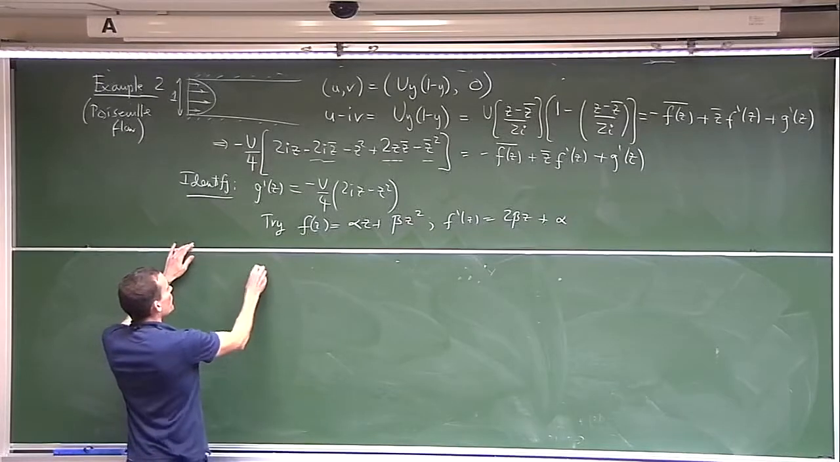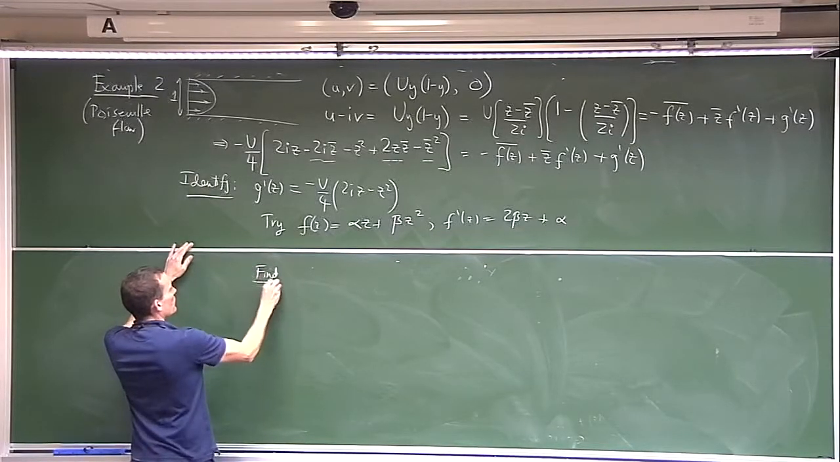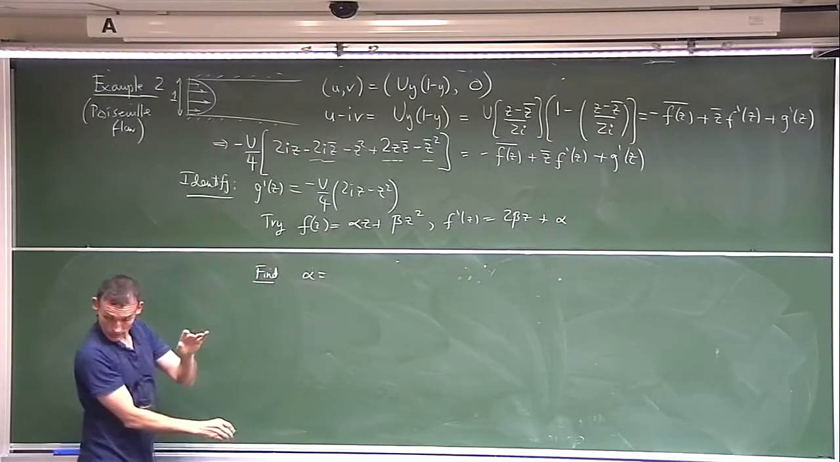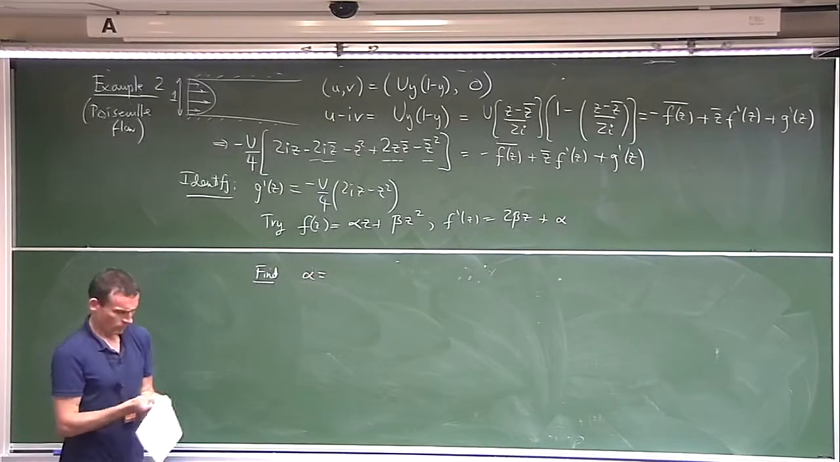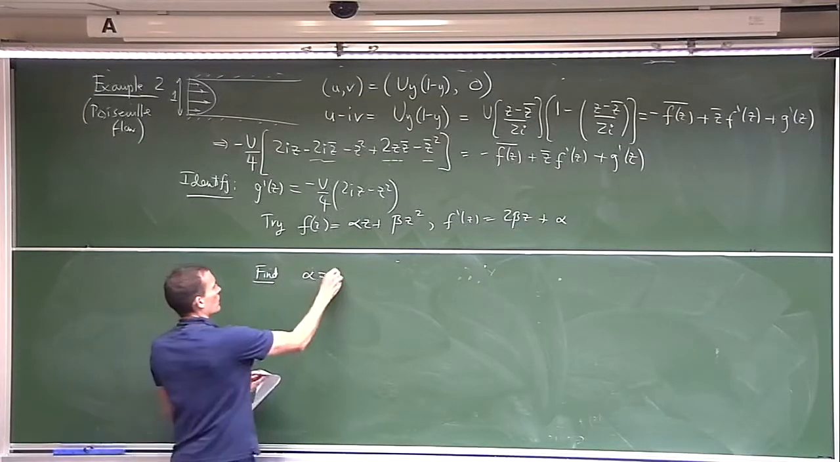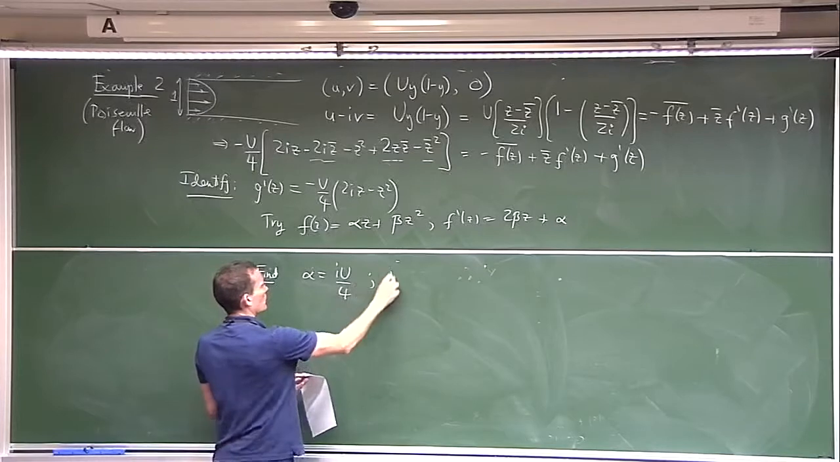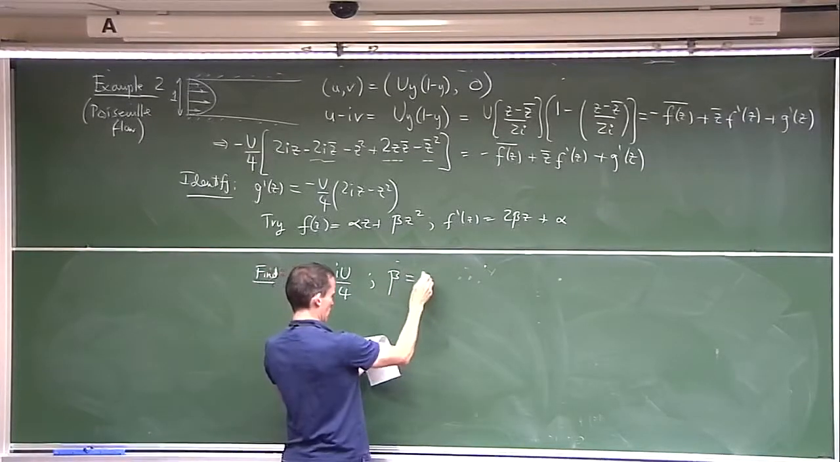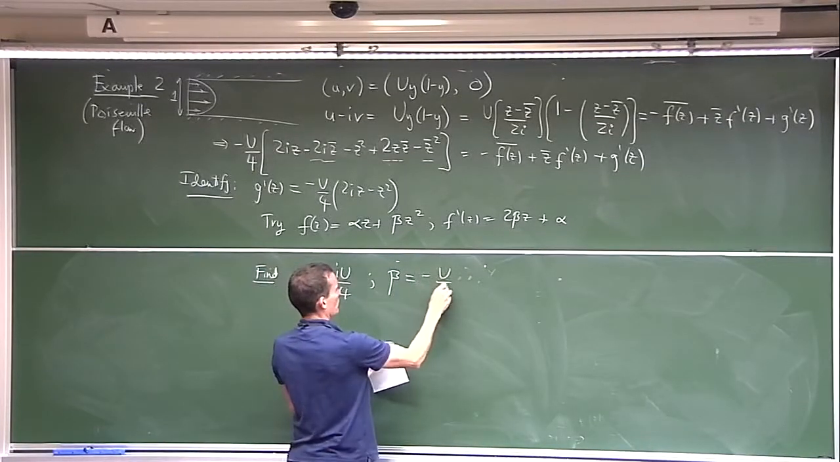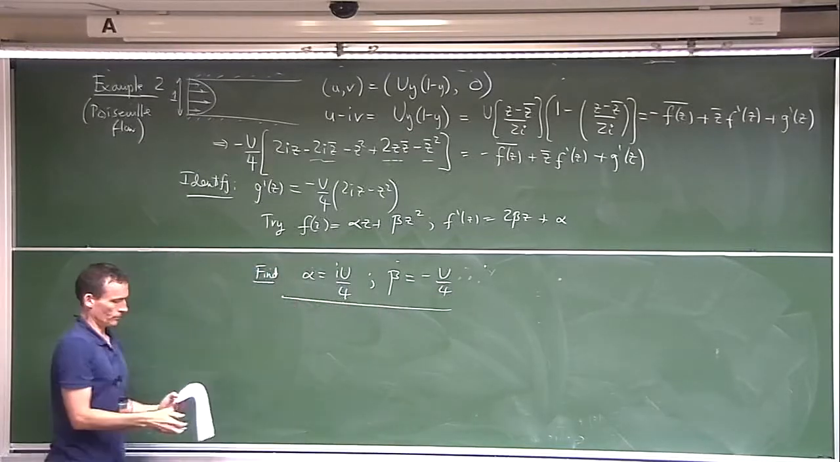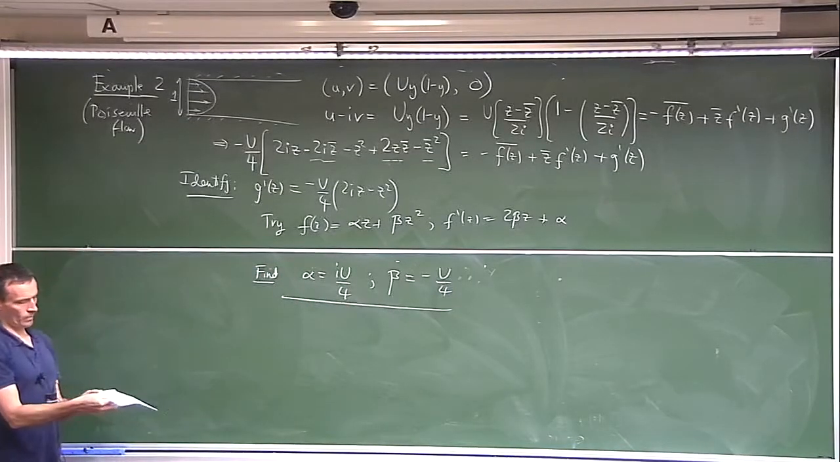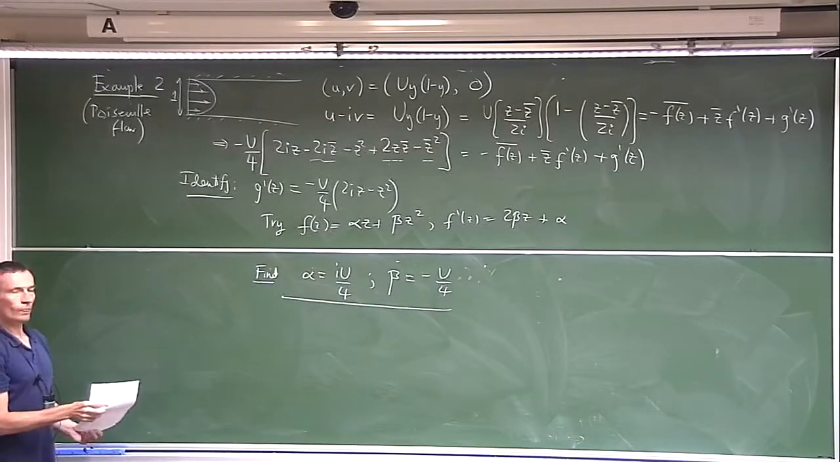You can finish this off, and I'm not going to do the details. And what you find is that alpha is iU over 4, and beta is minus U over 4. Okay, so that's f.